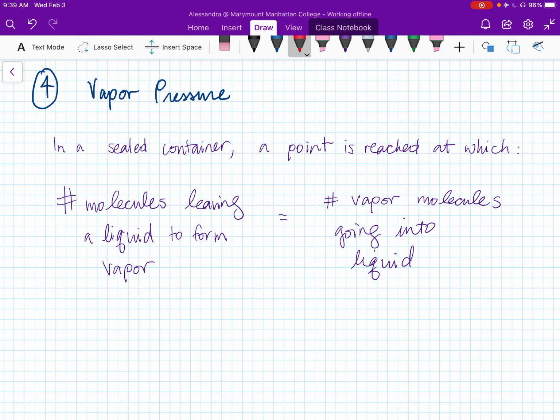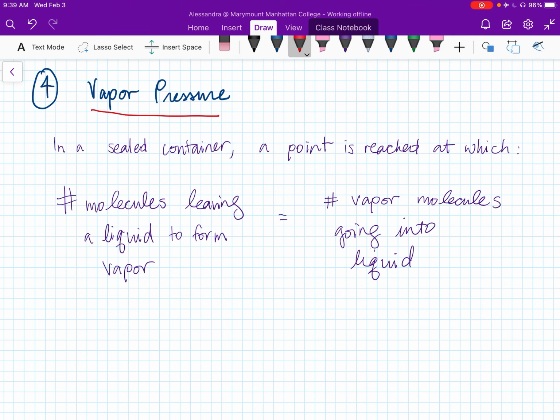Now let's continue our discussion of properties of the liquid state. In the previous lecture, we had talked about three different properties of the liquid state: viscosity, surface tension, and molar heat of vaporization. Now I want to talk about the fourth property, vapor pressure. So let's develop a definition for vapor pressure.